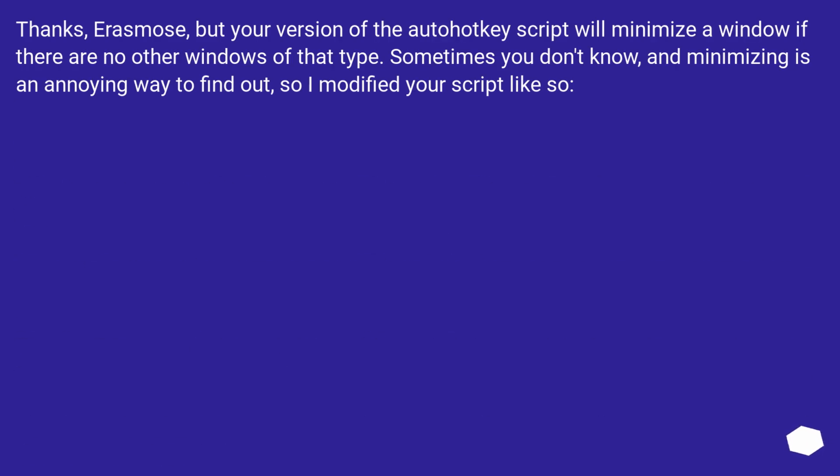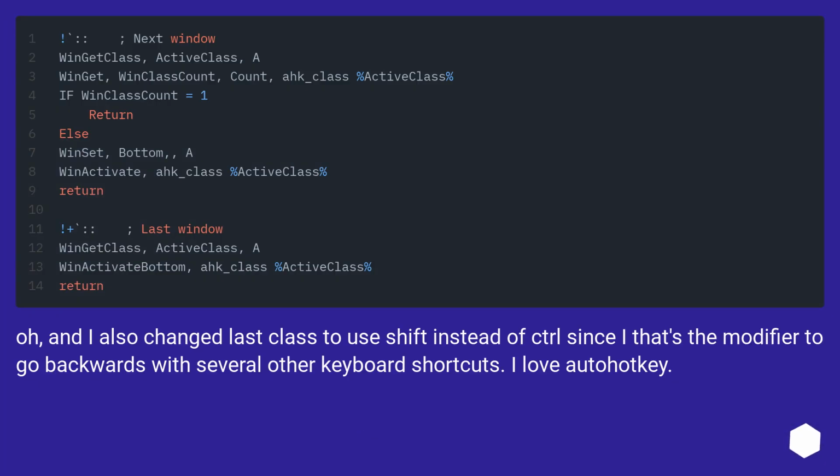Thanks, Erasmus, but your version of the AutoHotkey script will minimize a window if there are no other windows of that type. Sometimes you don't know, and minimizing is an annoying way to find out, so I modified your script like so. Oh, and I also changed last class to use Shift instead of Control since that's the modifier to go backwards with several other keyboard shortcuts. I love AutoHotkey.